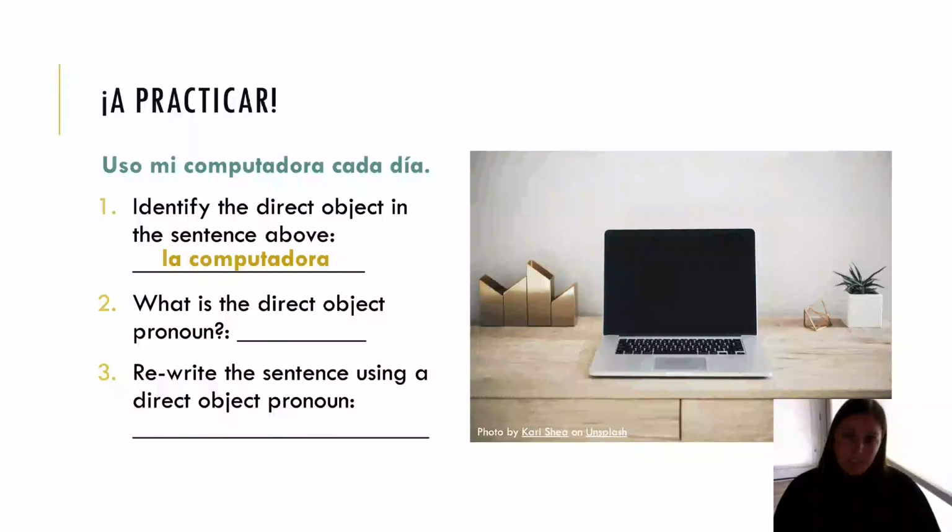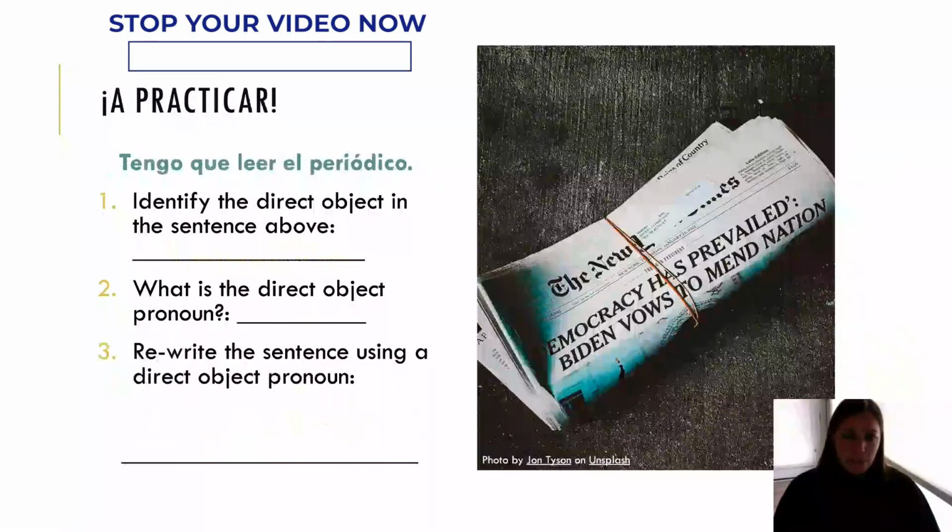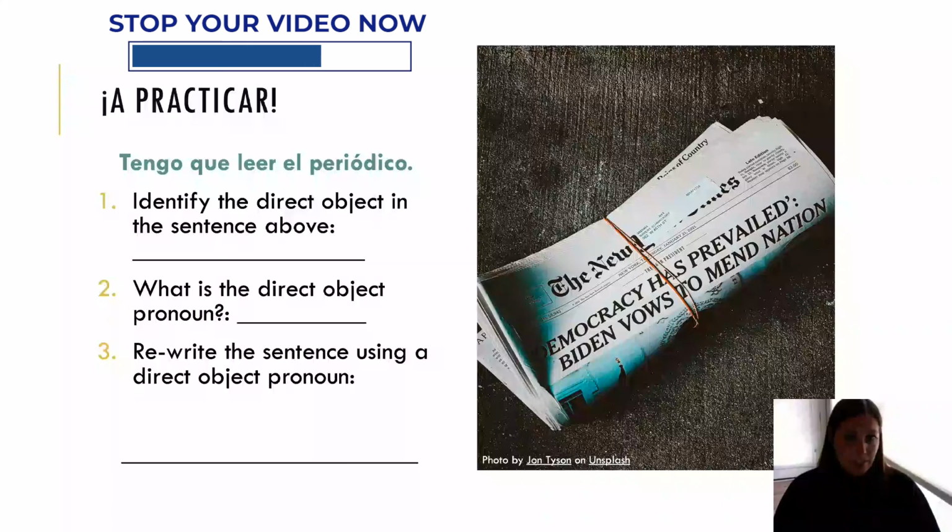Then with this information, I ask myself, what is the direct object pronoun? It is la. And then I rewrite the sentence, remembering that the direct object pronoun goes in front of the conjugated verb. So we have la uso cada día. I use it every day. Aquí tenemos otro ejemplo. Once again, pause your screen, and when you're ready, check in for the answers.